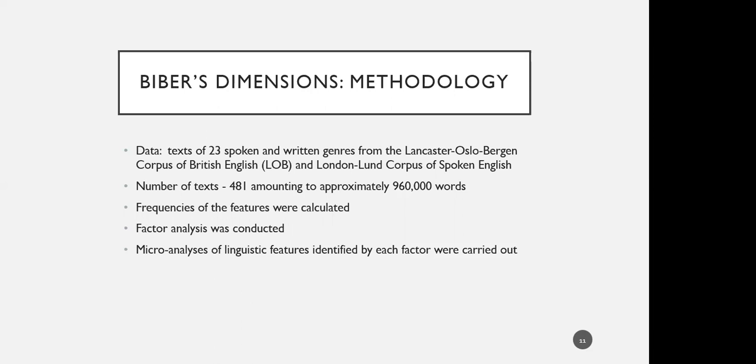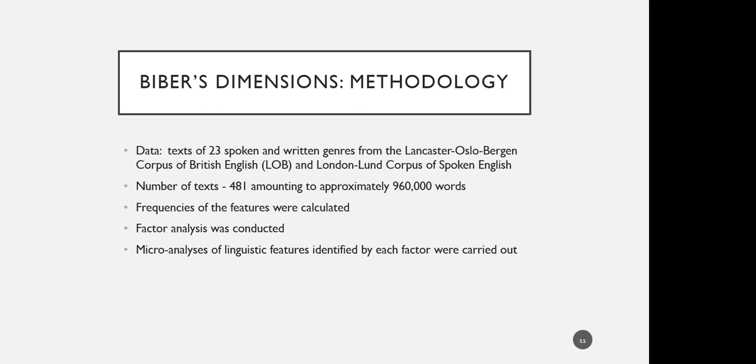So first of all, a few words about his data. So he used two quite famous corpora of British English. They are the Lancaster-Oslo-Bergen corpus of British English, which is called LOB, and London-Lund corpus of spoken English. So spoken genres include different types of conversations, like telephone conversation or face-to-face conversation. Examples of these genres are provided in the London-Lund corpus.